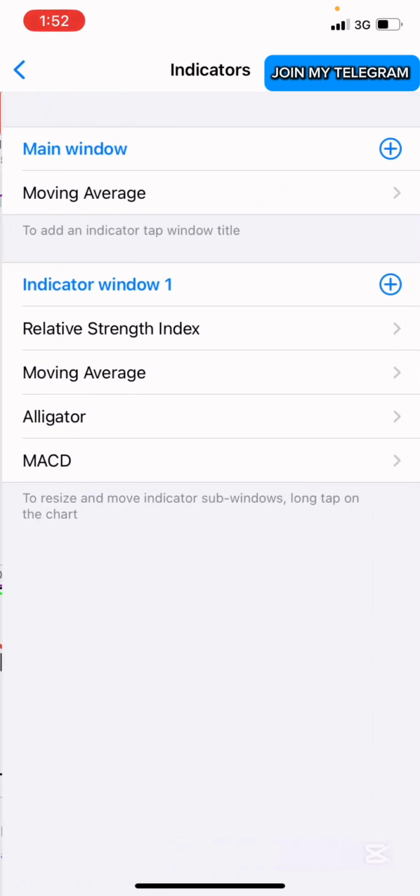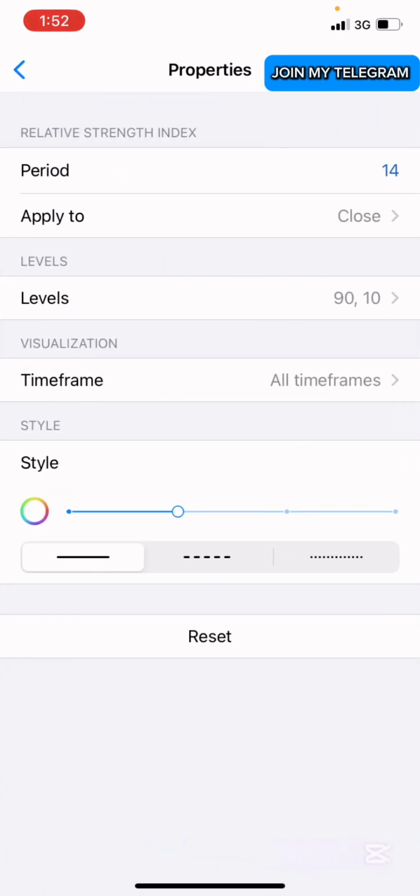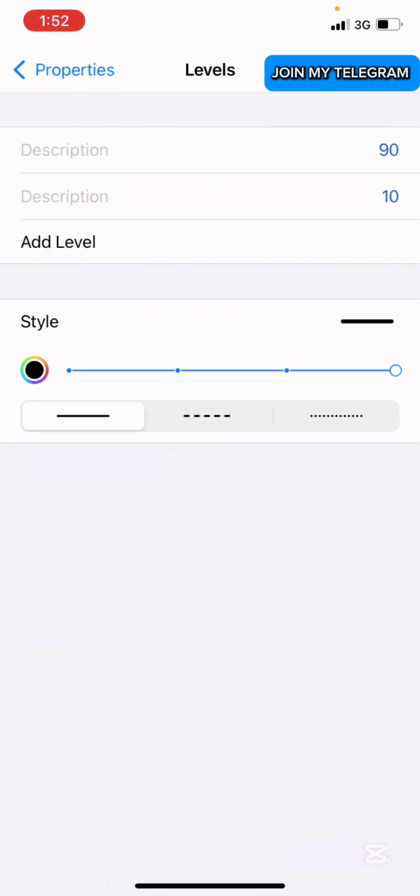All right, the second indicator needs to be on indicator window 1, the Relative Strength Index. So when you put that on, the Relative Strength Index is period 14, you apply to close. For the levels, you put on level 90 and level 10 on the description. Okay, do not make any mistake when you are setting this up, so that you're able to have accurate signals. Then for the style, you put that on 4 pixels with color black on the first straight line pattern. When you're done with that, you click on done.